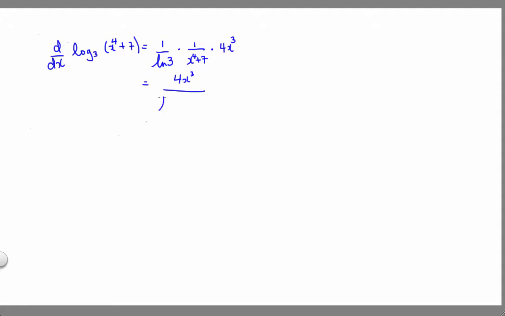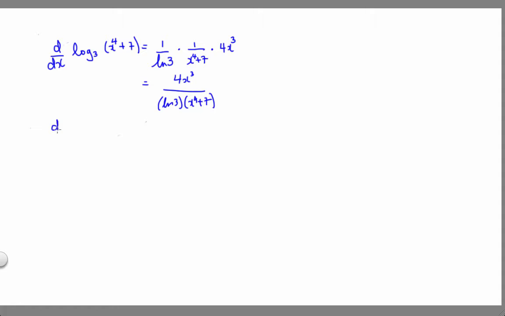Let's do a quick recap of logarithmic functions. The derivative with respect to x of log base 3 of x to the fourth plus 7 is going to have 3 parts to it. We'll go 1 over ln of the base times 1 over our inside function times the derivative of our inside function, which would be 4x cubed. So we could write our answer more concisely as 4x cubed over ln 3 times x to the fourth plus 7.